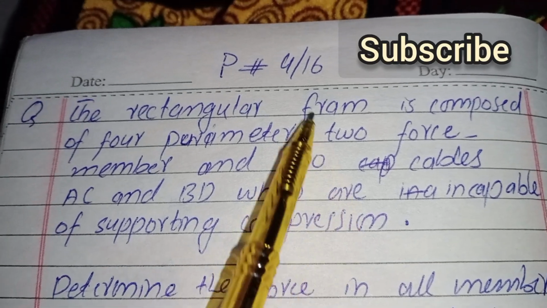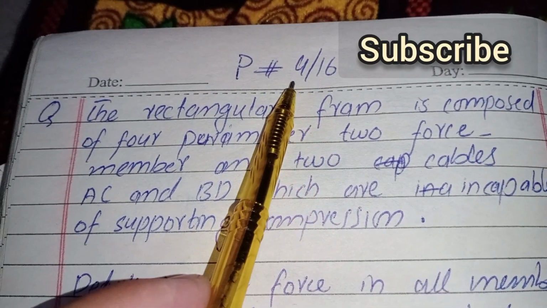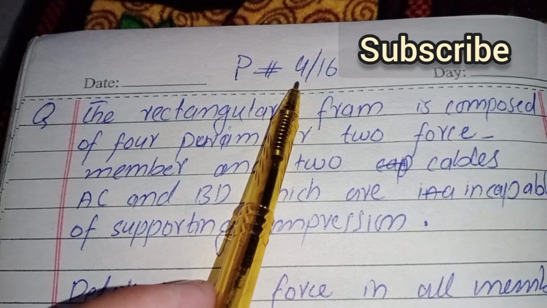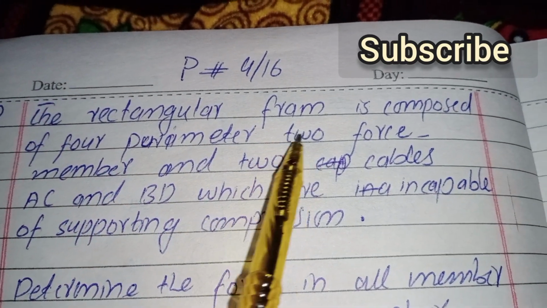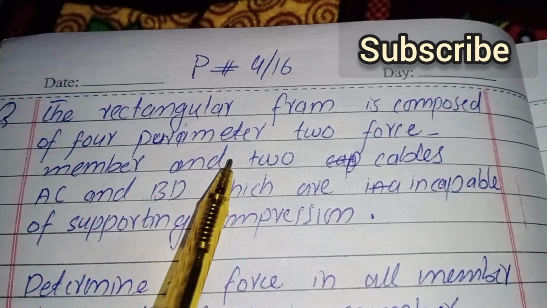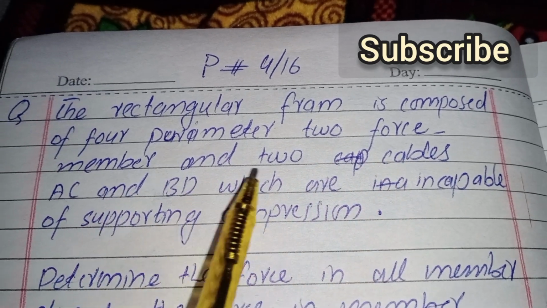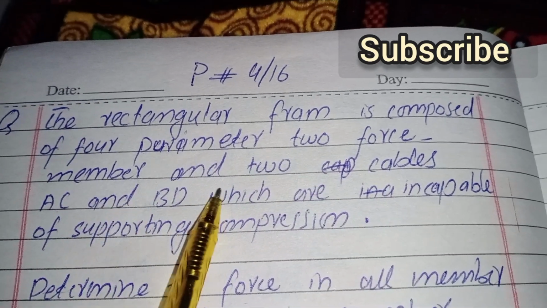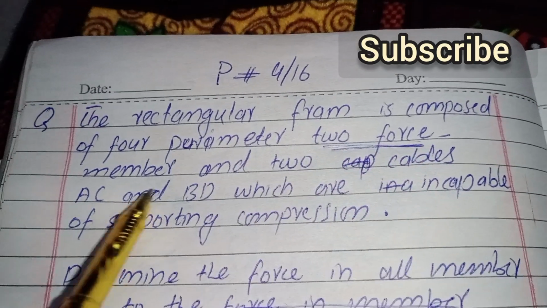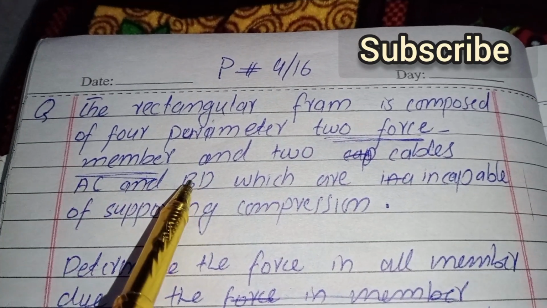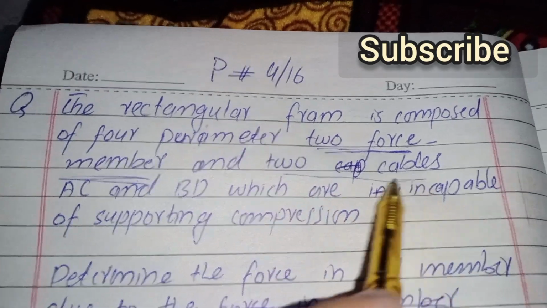Hello dear students, this is problem number 16 of Engineering Mechanics Statics, chapter 4, ninth edition. In this problem, the rectangular frame is composed of four members. Two are force members, and there are two cables in this frame.